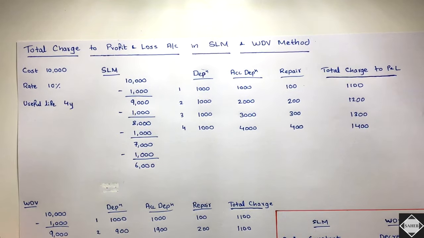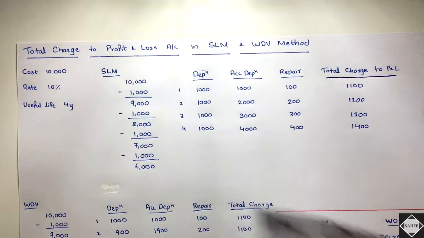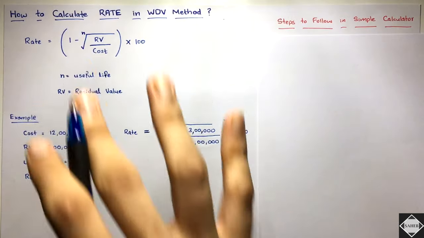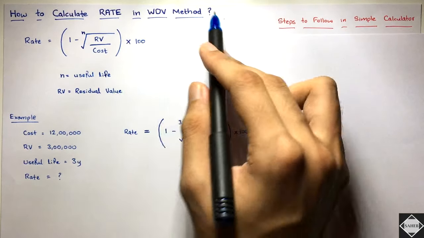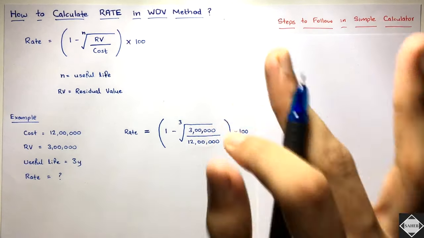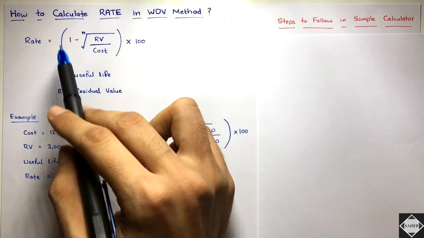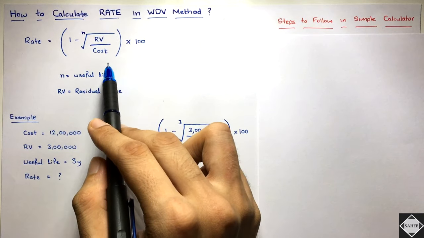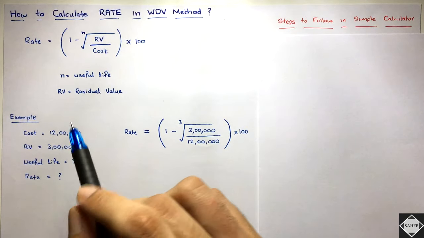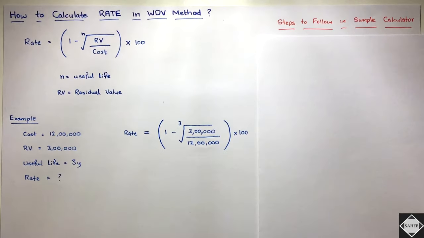So this was the total charge that will go to profit and loss in SLM and WDV method. Now let's understand how to calculate the rate of depreciation in this WDV method. After that, we'll move on to a problem. It's really simple. You just have to use this formula. Rate is equal to open bracket 1 minus nth root of residual value divided by cost close bracket into 100. N means useful life, RV means residual value or scrap value.